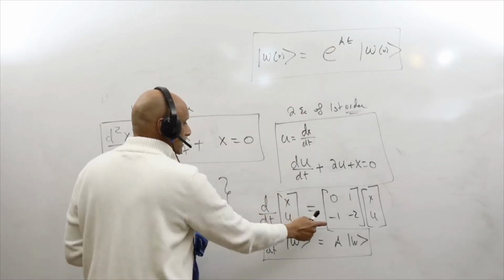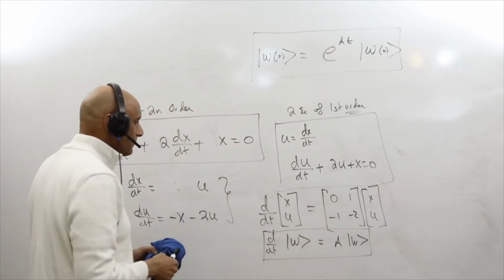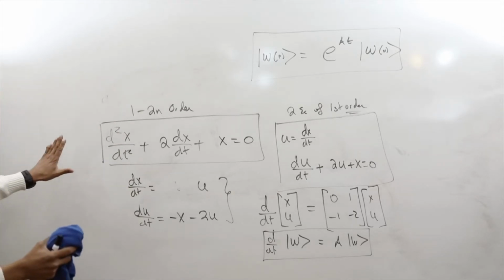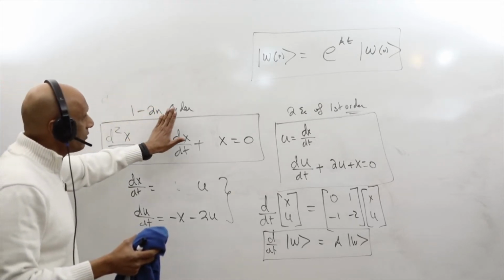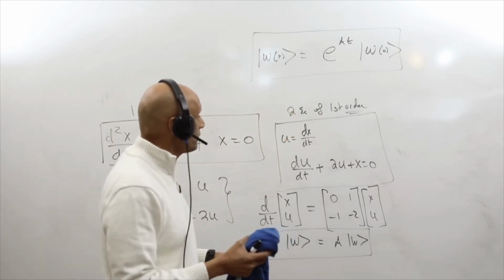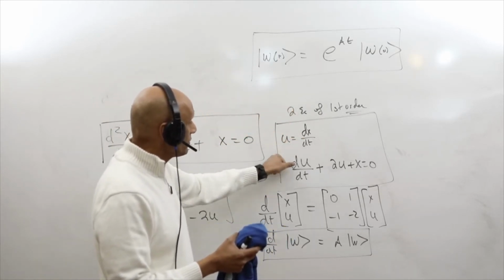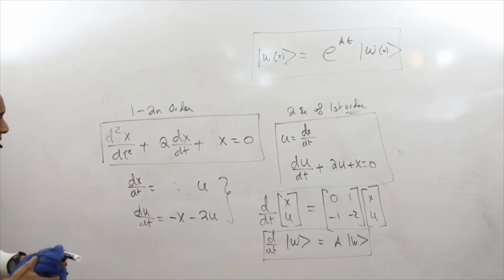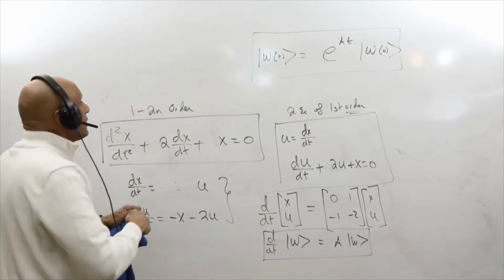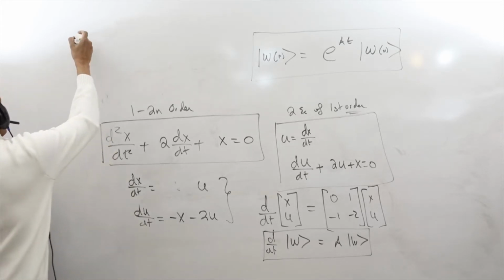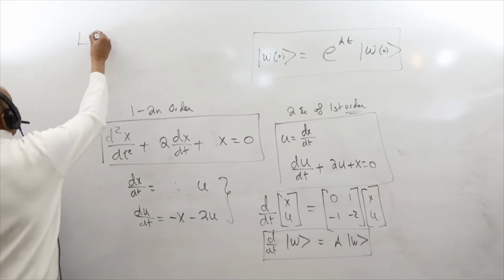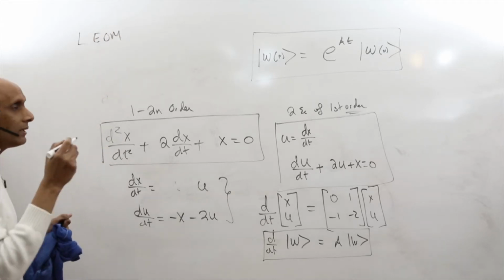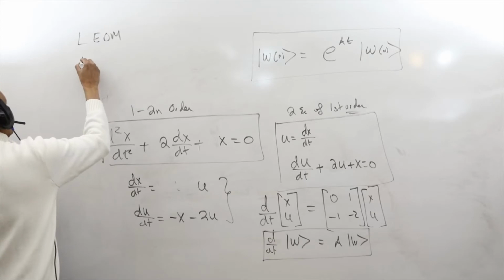Matrix A, this term, 0, 1, minus 1, minus 2. Anyway, the key idea I want to walk away from here is that you can take a second order differential equation and convert it into two first order differential equations, a system of first order differential equations. Now, the Lagrange equations of motion we're going to see is that there are n generalized coordinates, so we're looking at n second order differential equations.